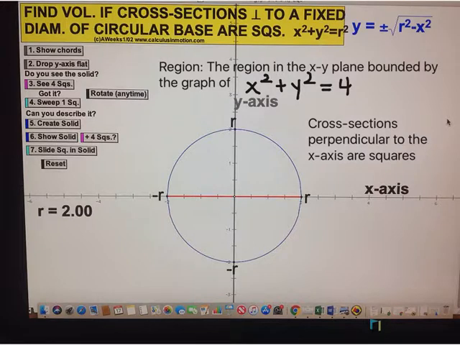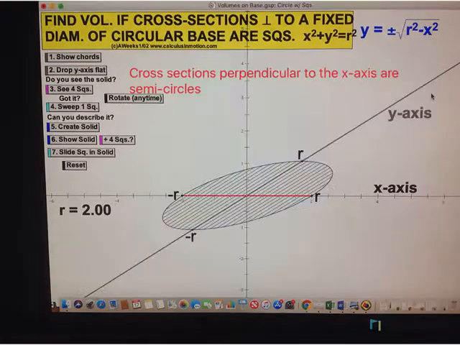This was the particular example that we looked at, where the region that we have for the base of our solid is a circle centered at the origin with a radius of 2 units, and cross-sections perpendicular to the x-axis were squares.